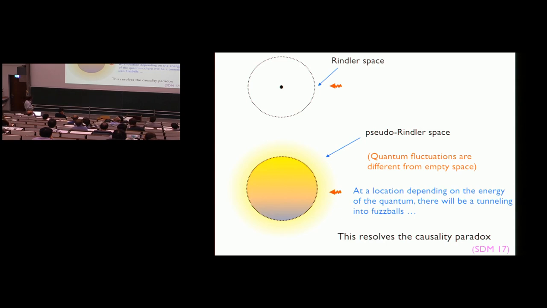And when something is coming in, at the place where the energy of this plus the energy of this becomes equal to the fuzzballs which form at that level, it tunnels into fuzzballs, and from that place onwards, the equivalence principle breaks down because new degrees of freedom have been accessed. Okay, and this then can solve the causality paradox, and this is the picture I put together.